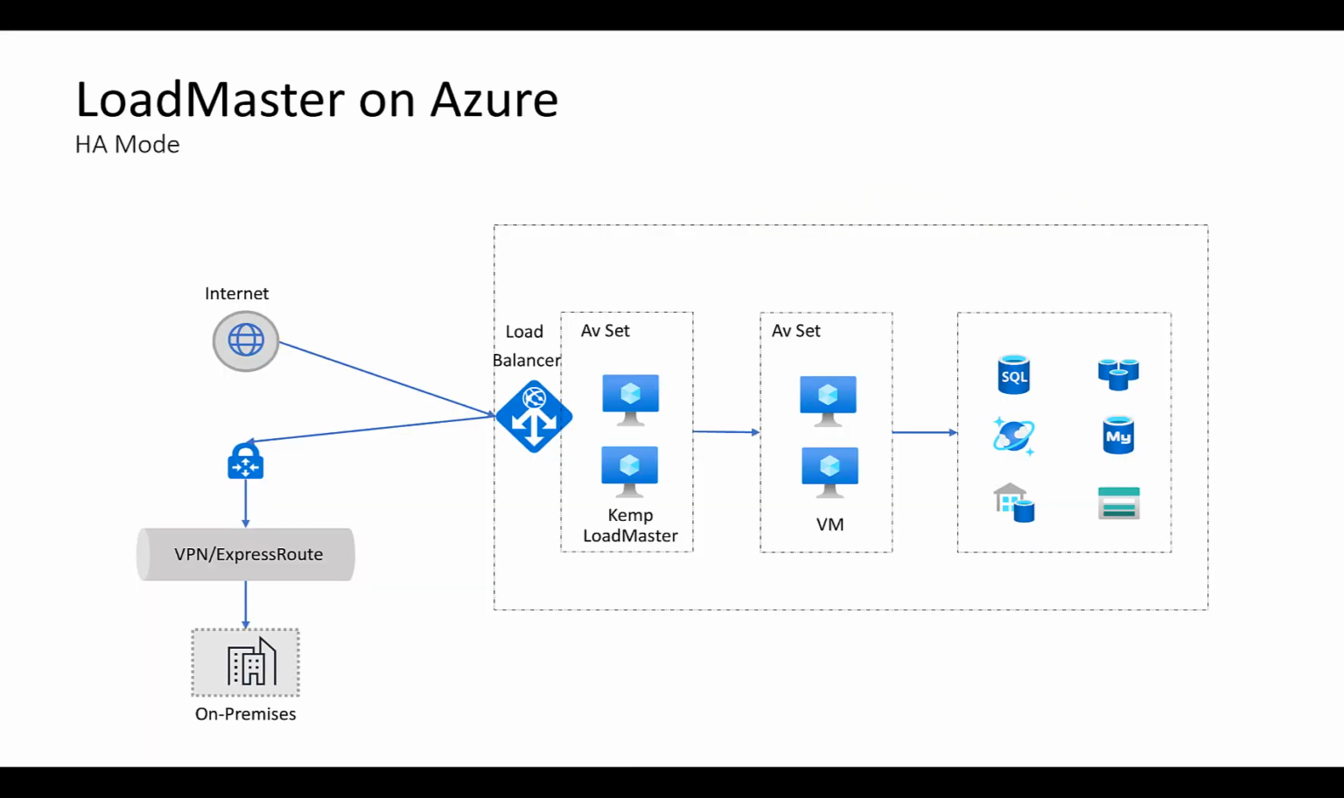In this diagram, we are using the following configuration: 2 virtual machines or VMs that are running a website, 2 virtual LoadMaster, and each of these VMs has a single NIC. Also, we will make use of 2 availability sets.